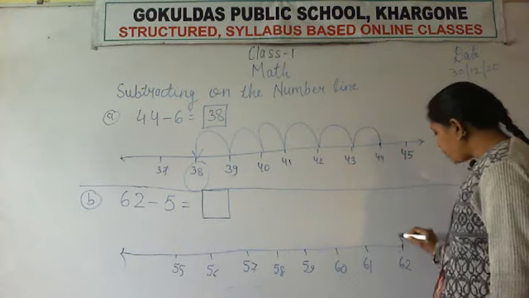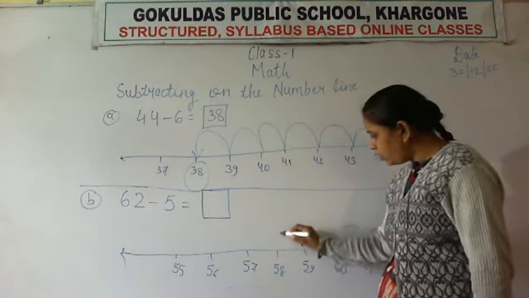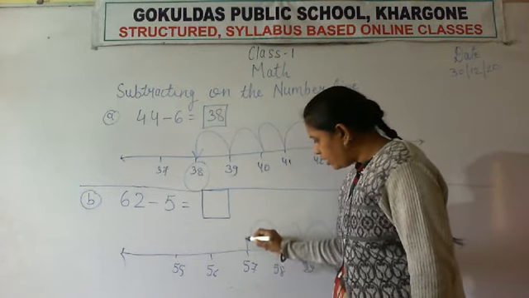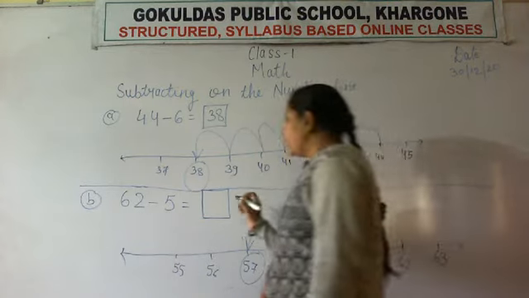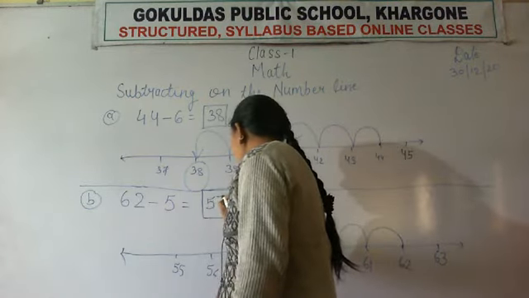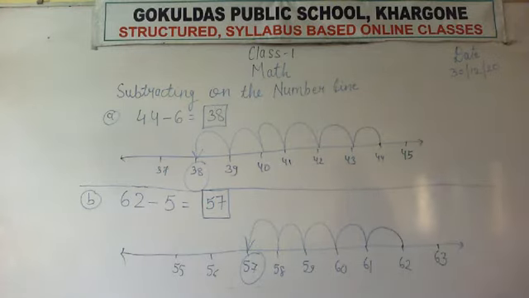Start moving 5 steps. 1, 2, 3, 4 and 5. We stop at number 57. So the answer of 62 minus 5 will be 57. Copy fast.